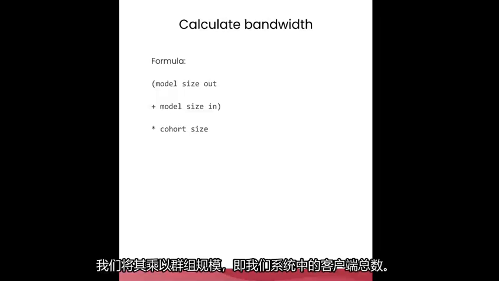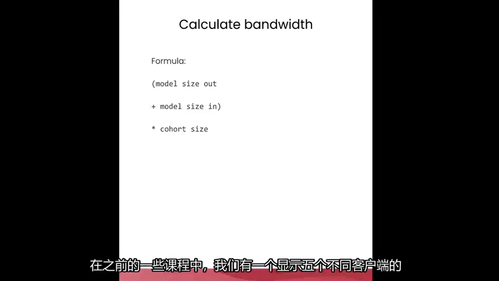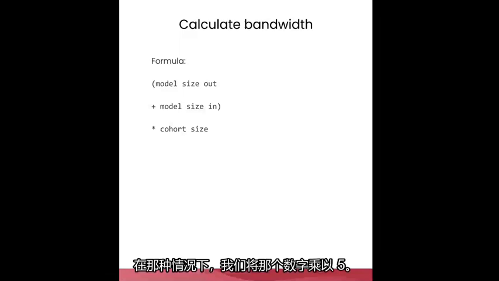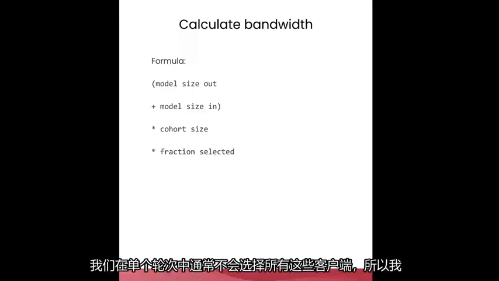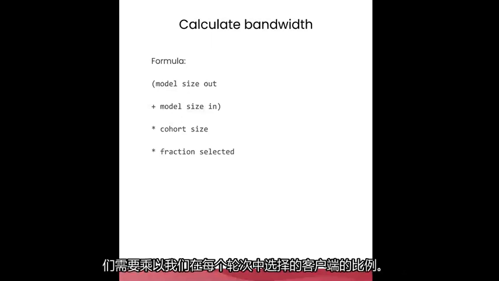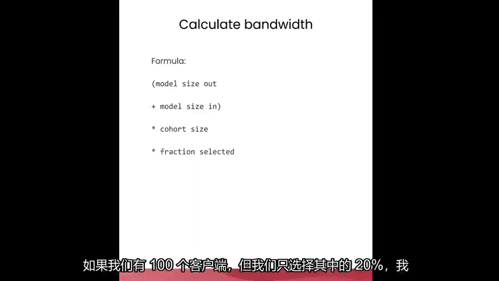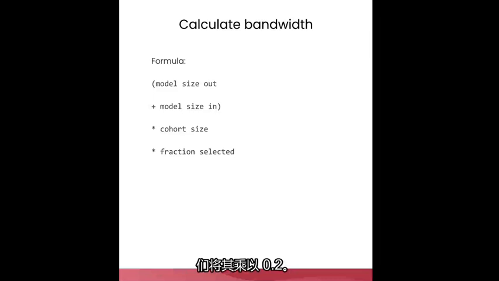We multiply that by the cohort size, the total number of clients we have in our system. In some of the previous lessons, we had a diagram that showed 5 different clients. In that case, we would multiply that number by 5. We often don't select all of those clients during a single round. So we need to multiply it by the fraction of clients we select during each round. If we have 100 clients, but we only select 20% of those clients, we would multiply it by 0.2.